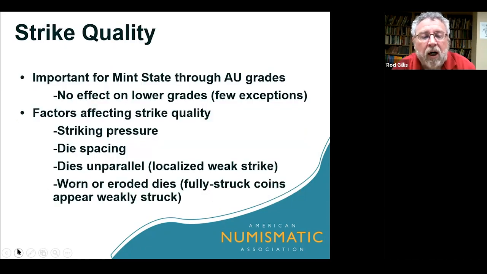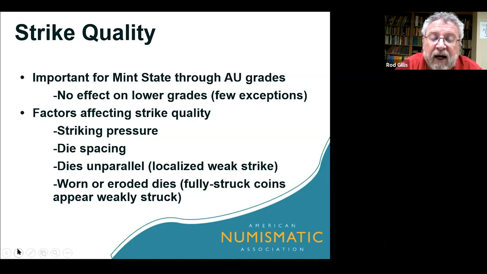Okay. All right. So we've talked about luster, and we've talked a little bit about the marks on a coin. Let's talk a little bit about strike quality. Strike quality is important for mint state through AU grades. Really, strike quality doesn't affect technical grading because it happened at the mint. So if you're encountering a coin that is circulated and it's a weak strike, you don't hold that against the coin, okay? Factors affecting strike quality: striking pressure, the amount of spacing between the dies.